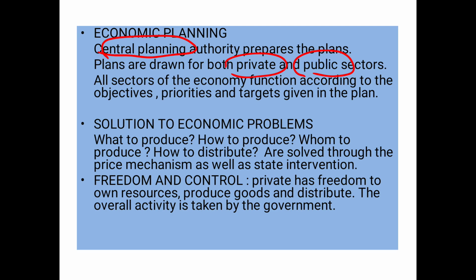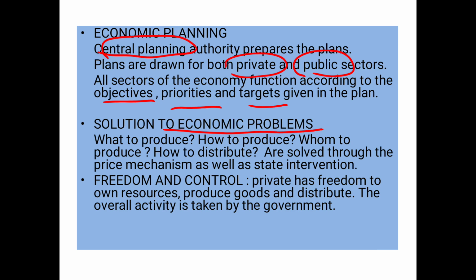The three sectors: agriculture, industrial sector, tertiary sector, what is going to be their objectives, what are the priorities to be taken, what is the target, everything is planned by the government for both the public as well as the private sector. Next one, solution to economic problems.